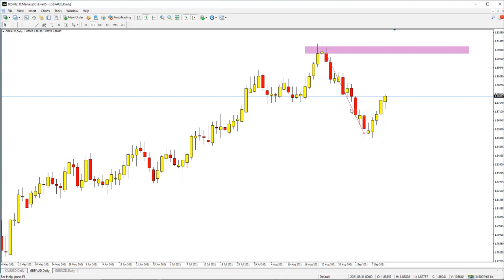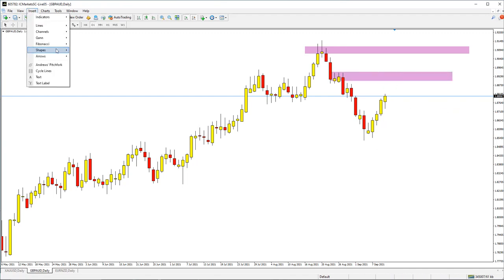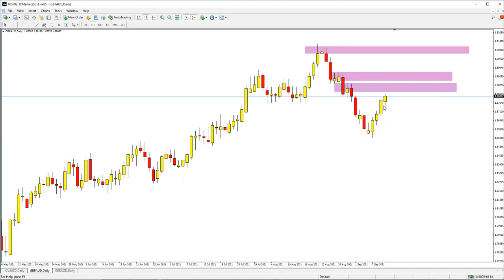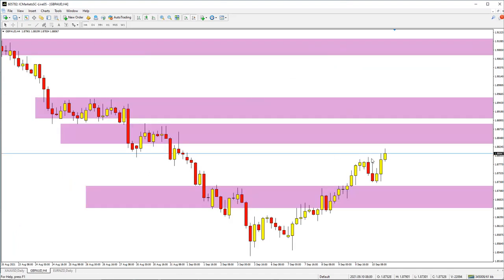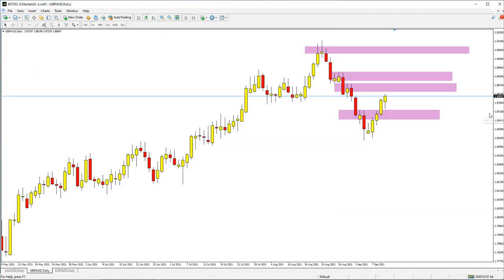Then for instance, when you mark something that is super obvious, say this is also a good zone because it got a drop, and this is also a good zone, got a drop. Then when you go to your H4, what are you trying to see? What are you trying to do? You don't know what is going on. So the thing is, mark the one that is relevant.